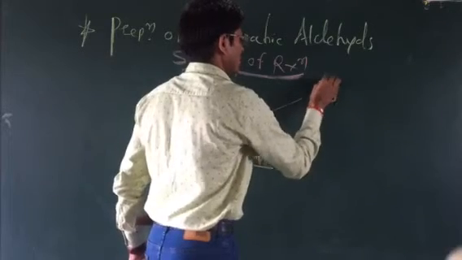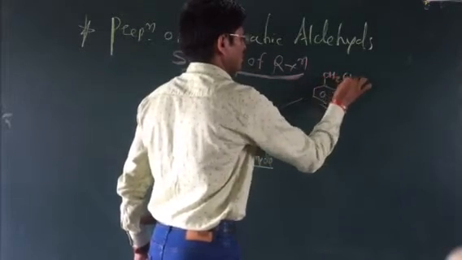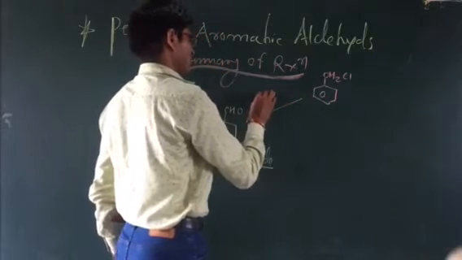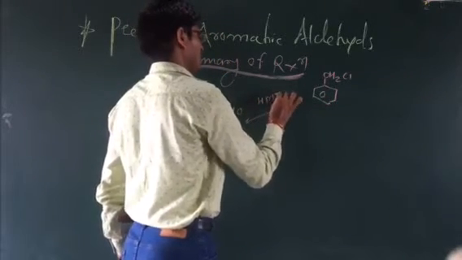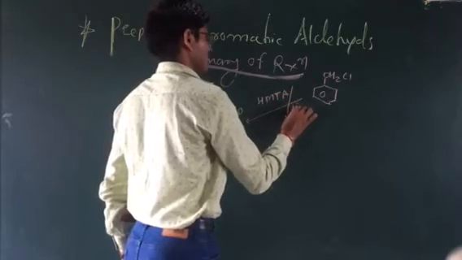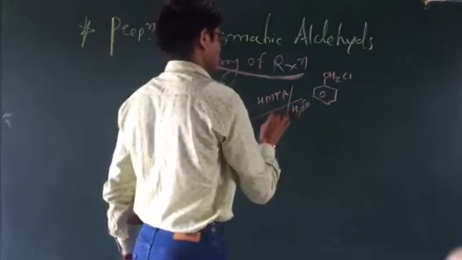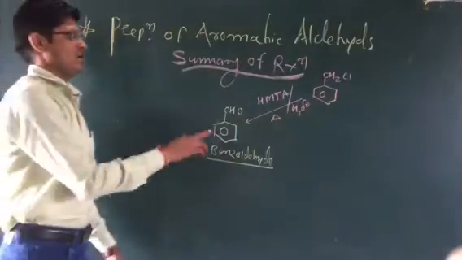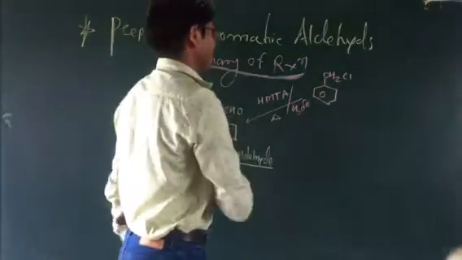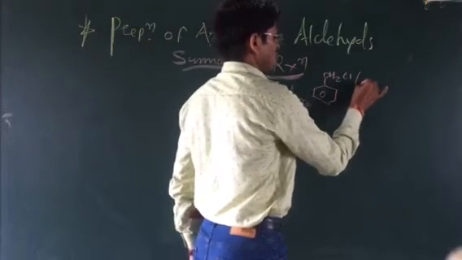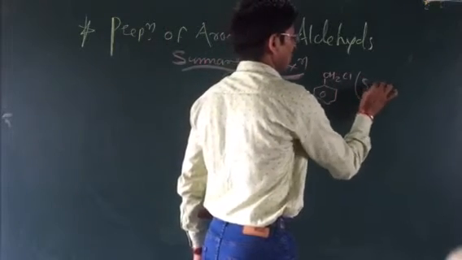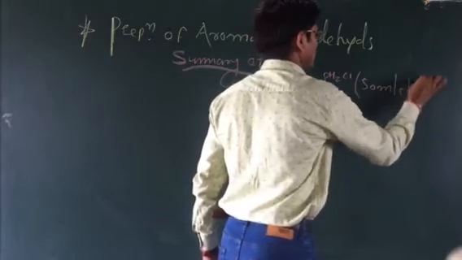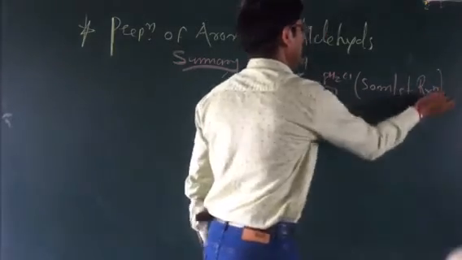The first reaction, writing here: benzyl chloride, C6H5CH2Cl. This benzyl chloride is treated with HMTA, hexamethylene tetramine, also called urotropine, followed by hydrolysis in acidic condition. Such a reaction is nothing but the Sommelet reaction. The name of the reaction is the Sommelet reaction.